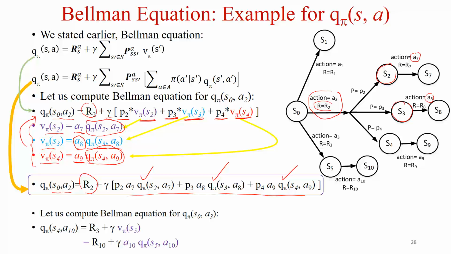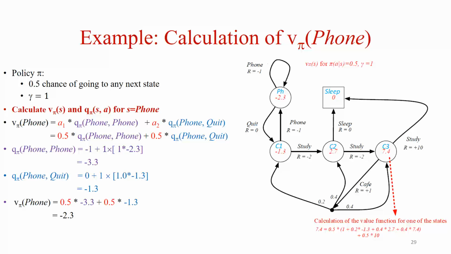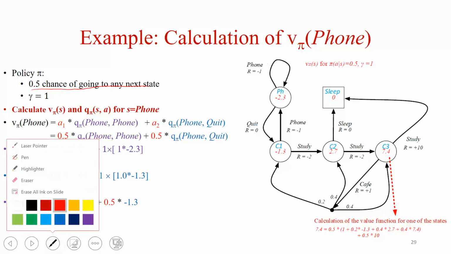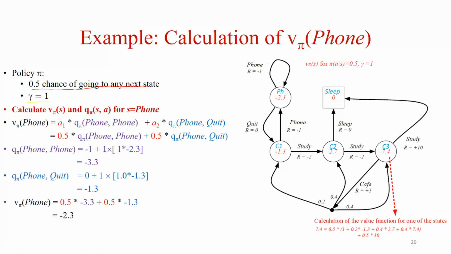Okay. Now, here are examples. Let's go back to our class example here, and assume that we have a policy of 0.5 chance of going to the next state and a discount factor of 1. Now let's calculate the state value for the phone state, this state right here.